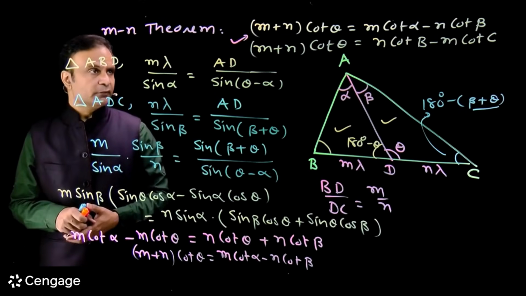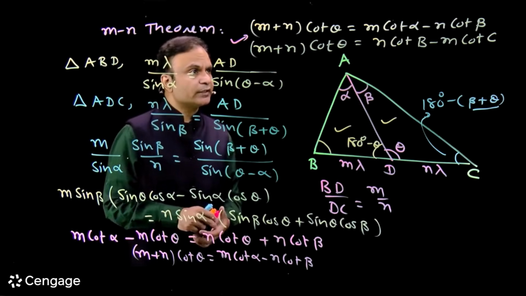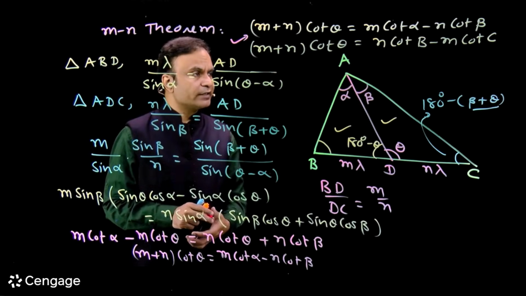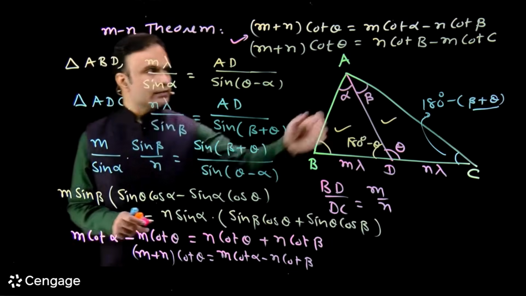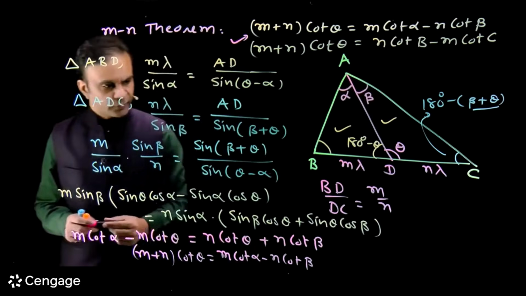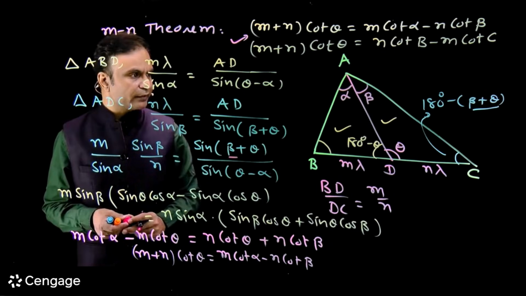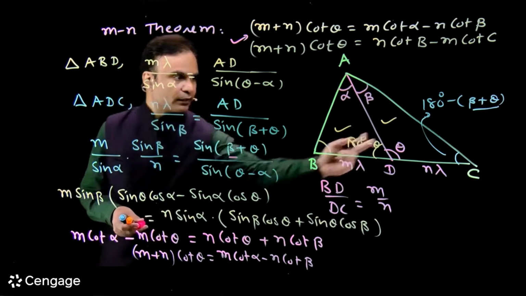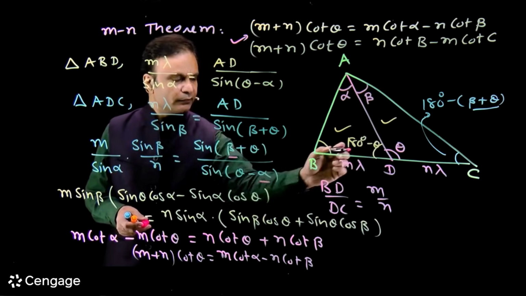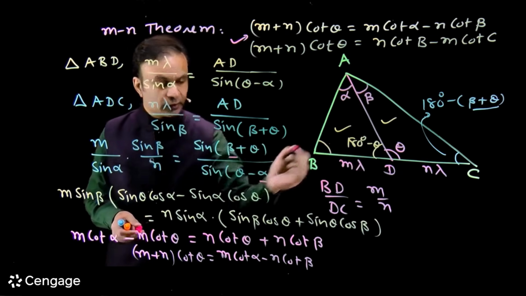Now the second formula for this theorem is (m plus n) multiplied by cot theta is equal to n cot B minus m cot C. Now how do we get this? Here we have angles B and C. Okay, so what we do here? We replace angle beta and write it in the form of theta and angle C, and we write angle alpha in the form of angle theta and angle B.